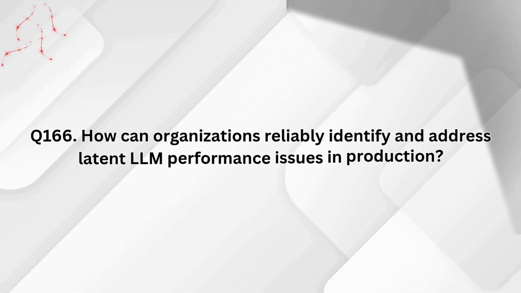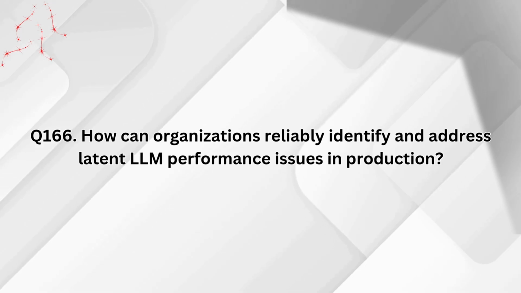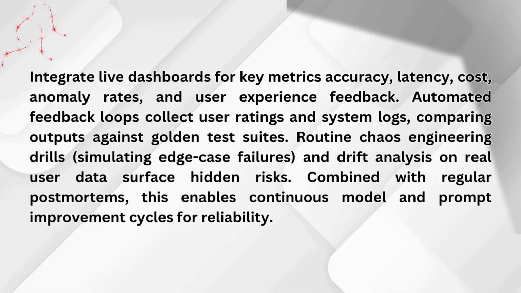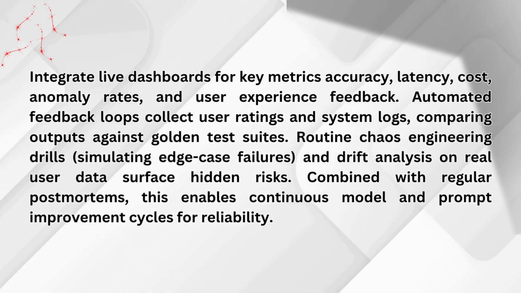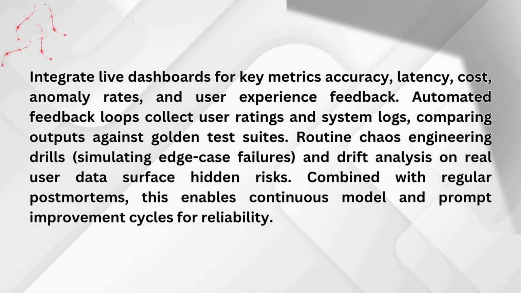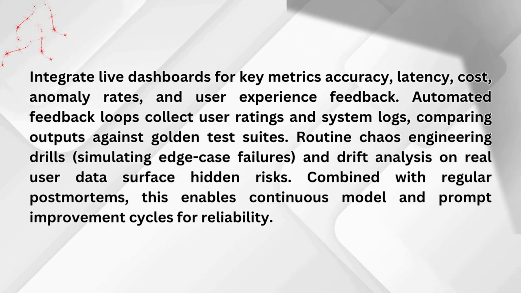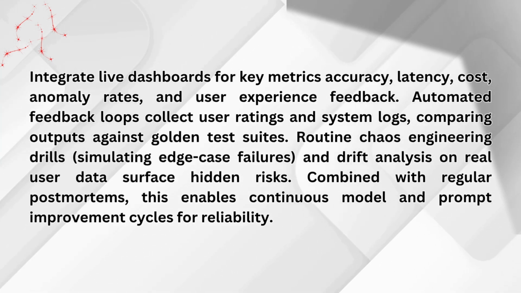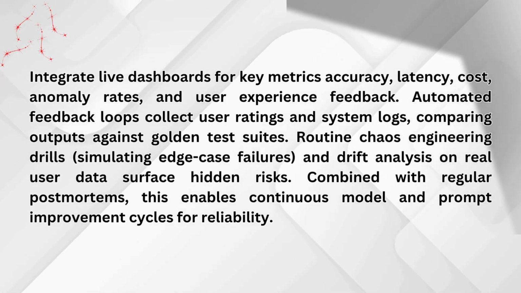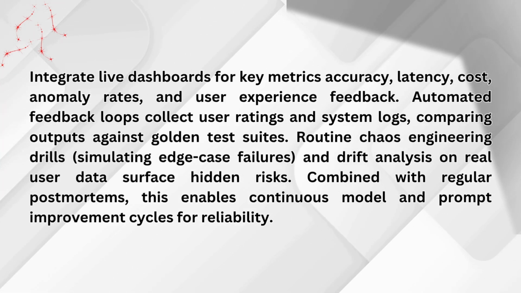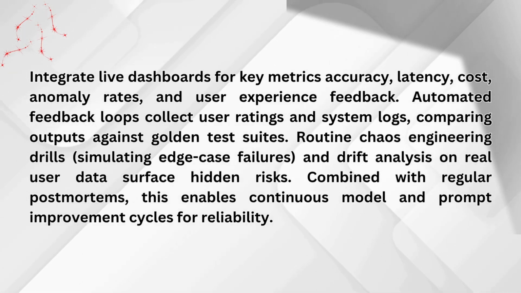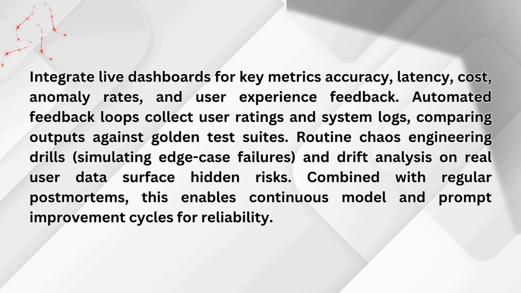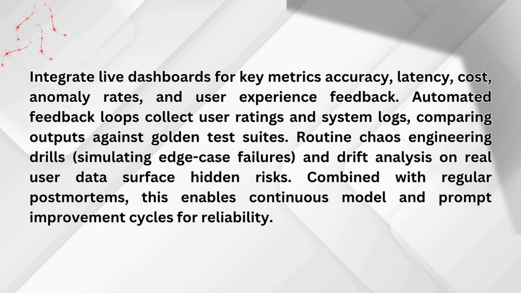How can organizations reliably identify and address latent LLM performance issues in production? Integrate live dashboards for key metrics: accuracy, latency, cost, anomaly rates, and user experience feedback. Automated feedback loops collect user ratings and system logs, comparing outputs against golden test suites. Routine chaos engineering drills, simulating edge case failures, and drift analysis on real user data surface hidden risks. Combined with regular postmortems, this enables continuous model and prompt improvement cycles for reliability.